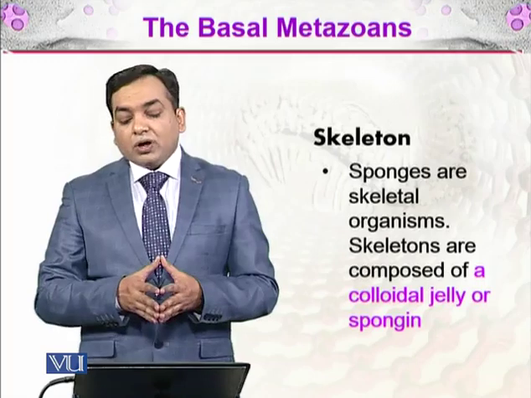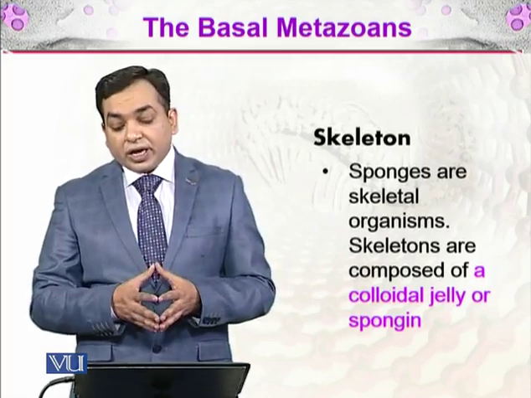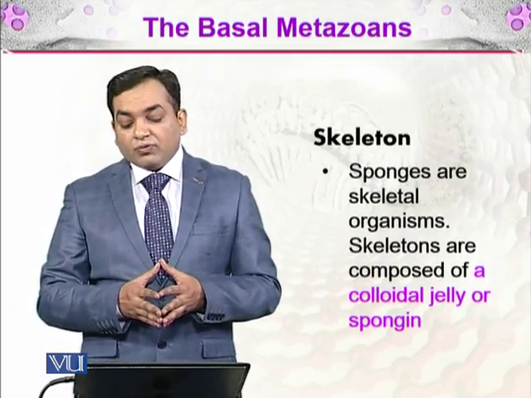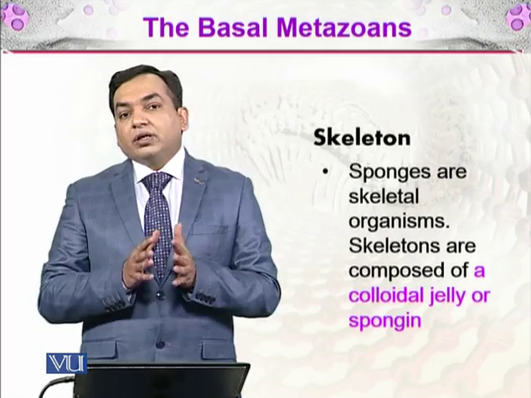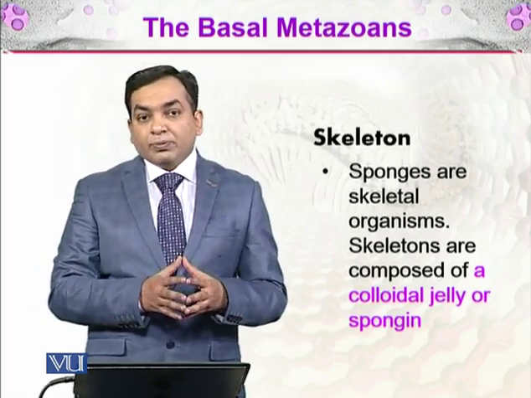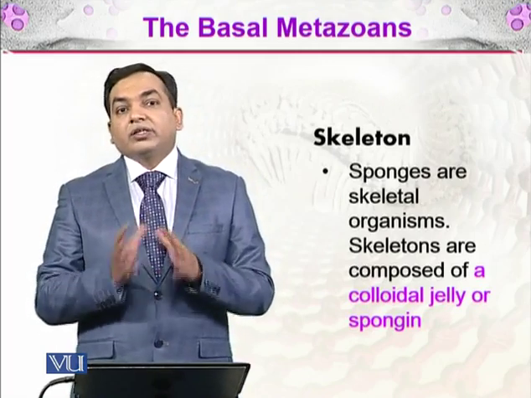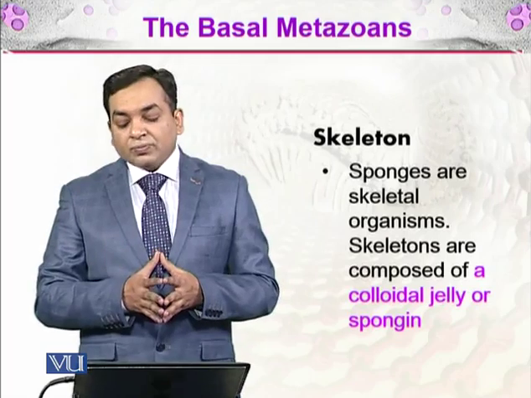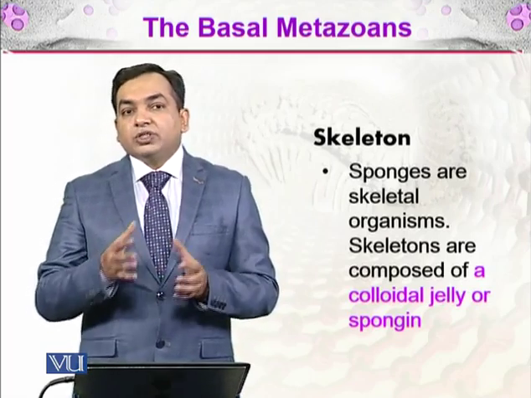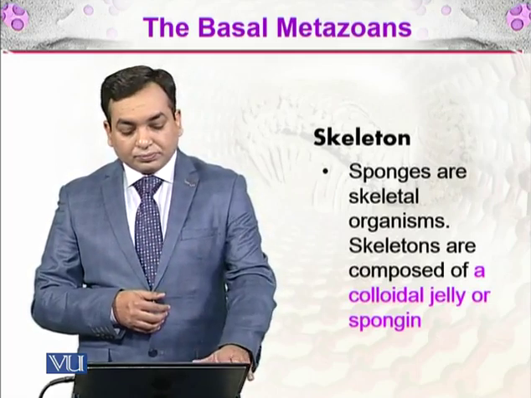Sponges are skeletal organisms. That means they contain skeletons. And the skeletons are composed of a colloidal jelly called spongin. So we have seen that these organisms are very, very simple, and they have their skeleton in a way that gives them some supportive structure. In this case, there is a colloidal jelly present in their bodies, and that is called spongin.